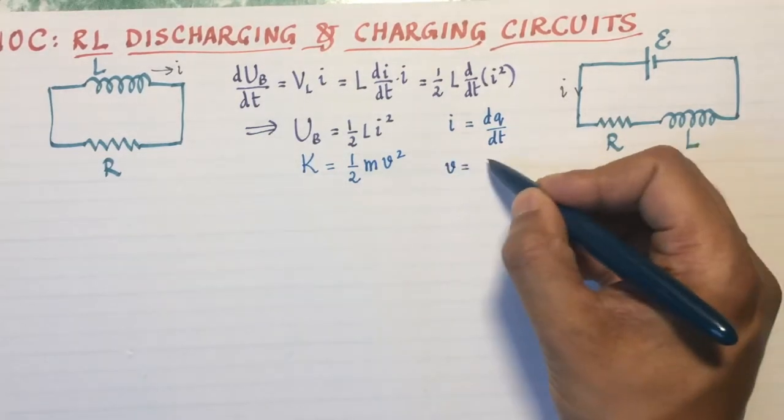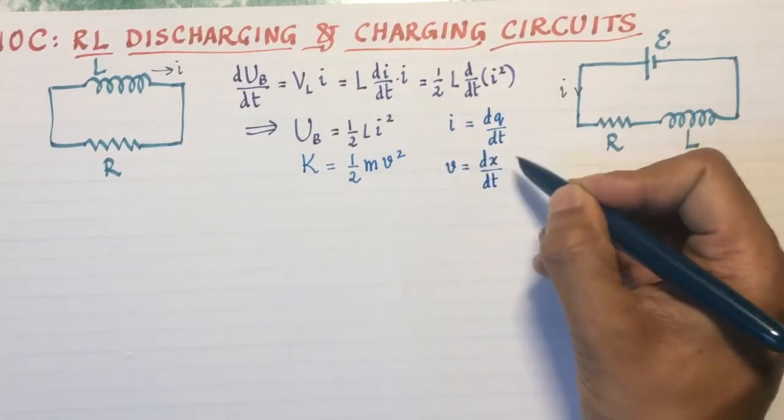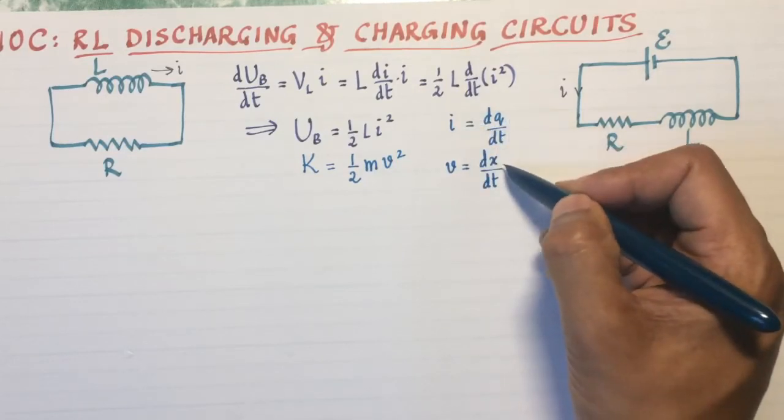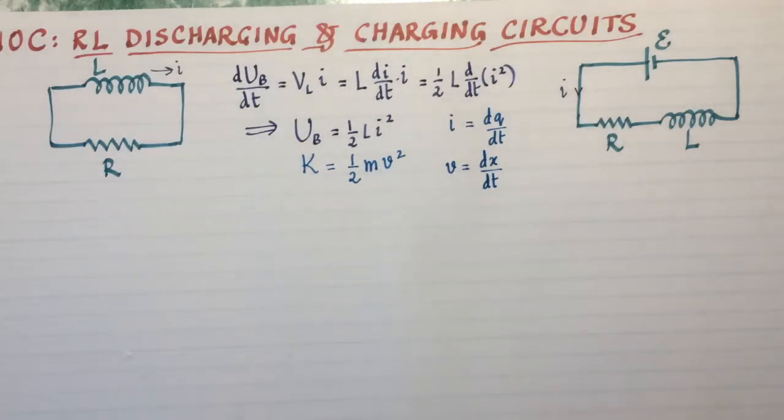So velocity is dx by dt, and that completes the analogy because current is the same as velocity and charge is the same as distance. So that's a great way of looking at things.